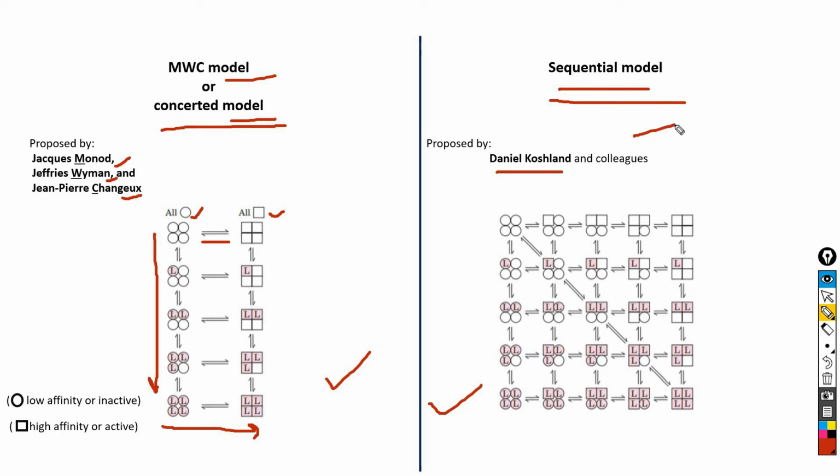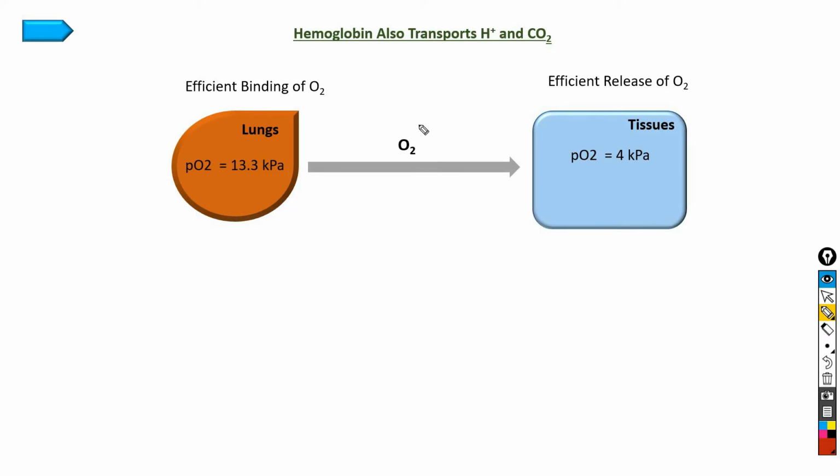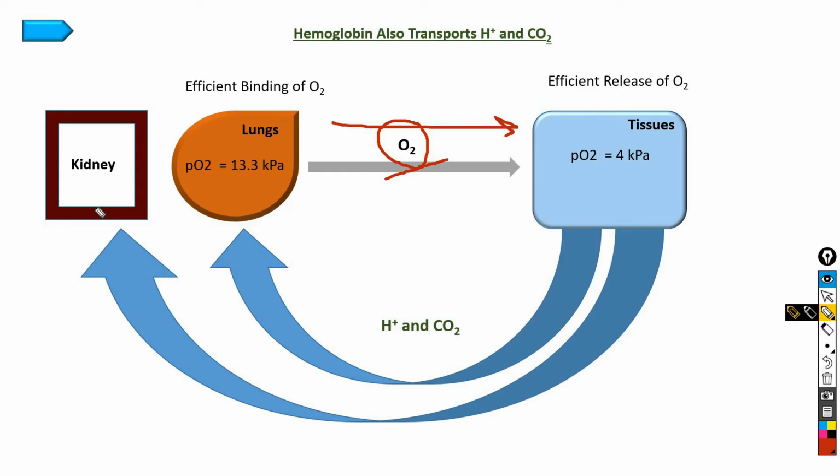So till here we have seen that hemoglobin carries nearly all the oxygen required by cells from the lungs to the tissues. But apart from oxygen, hemoglobin also carries two end products of cellular respiration from tissues to the lungs and kidney, where they are excreted. And the two end products of cellular respiration that hemoglobin carries from tissues to the lungs and kidney are H+ and CO2. And the CO2 is produced by oxidation of organic fuels in mitochondria.